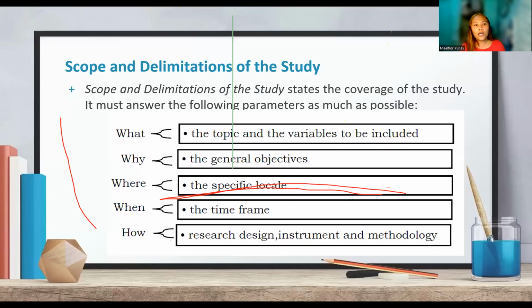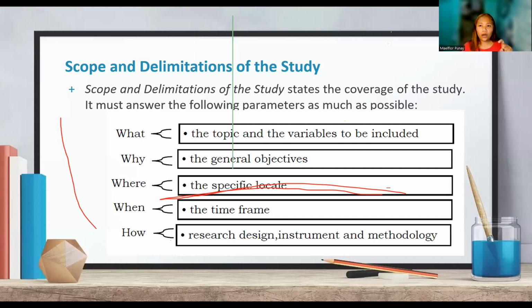So after that one is your scope and the limitations of the study. It states the coverage of the study. So asa ra kutob, asa ang boundary sa imuhang study. So it must answer the following parameters as much as possible. So what, why, where, when, and how. What is the topic and the variables to be included.